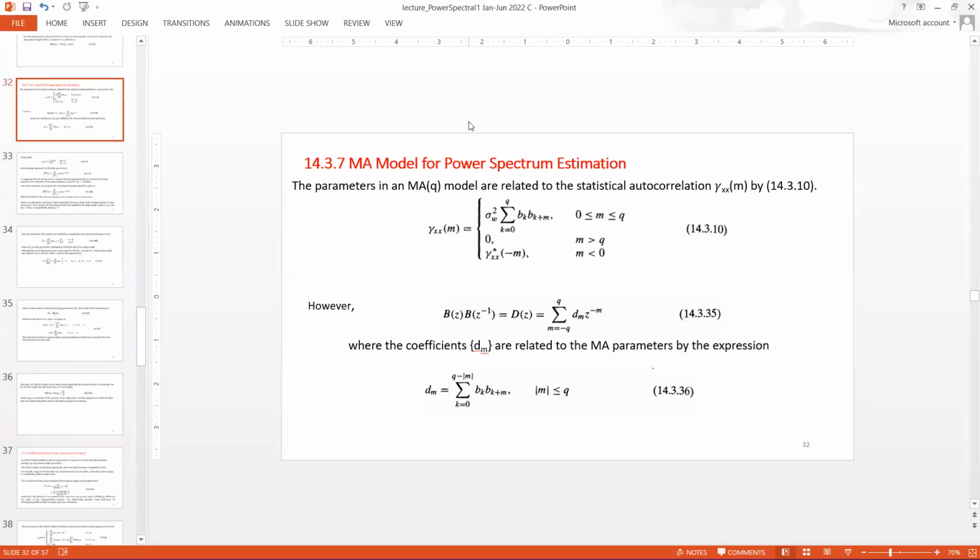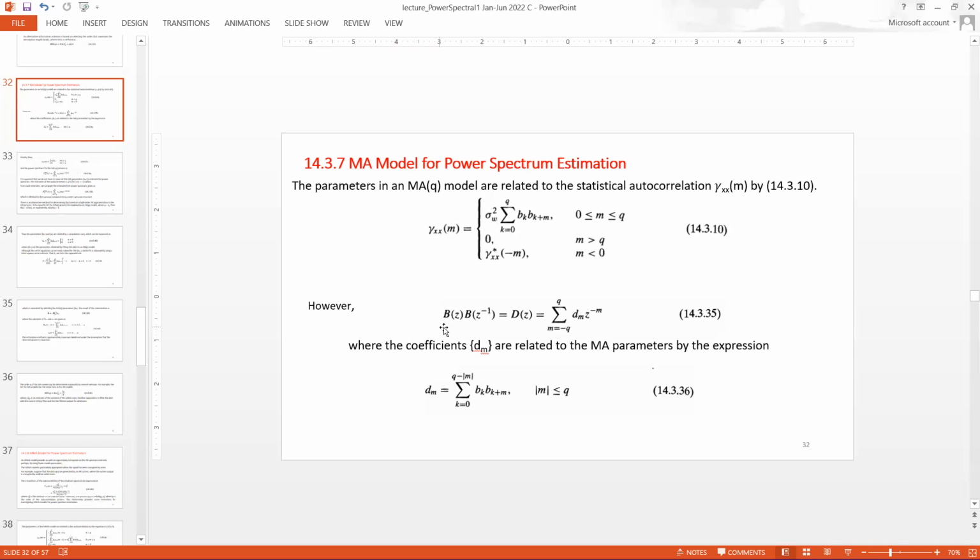Then AR model power spectrum estimation. The power spectrum estimation আমাদের gamma XXM, this is the requirement to find out first. So this will have expression like this. আমরা এর আগে ডিসকাস করেছি ইকুয়েশন নাম্বার 10 এ, is for MA model.